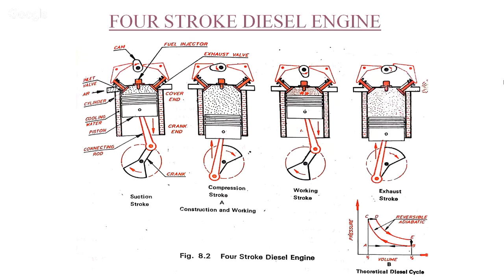From all these four operations, the crank makes two revolutions. That means the working cycle is completed in two revolutions. For one power stroke, there will be two revolutions of the crank. So this is the working of the four stroke diesel engine. Now, what is the difference between four stroke petrol and diesel? During suction in a petrol engine, an air and petrol mixture is entering, whereas in a diesel engine, during suction, only air is entering.